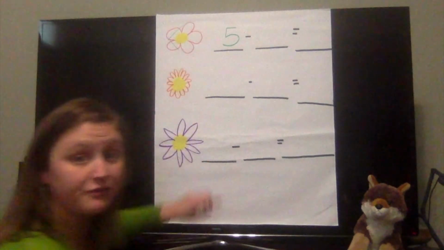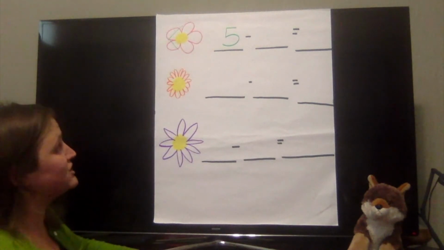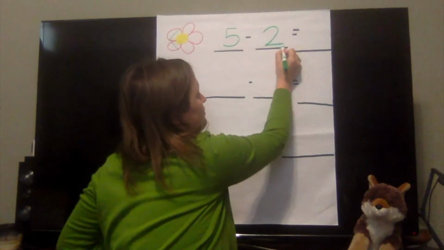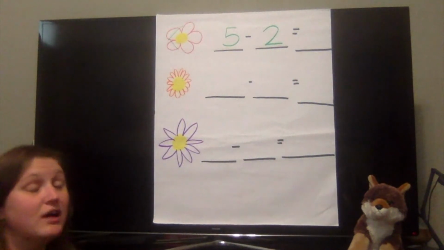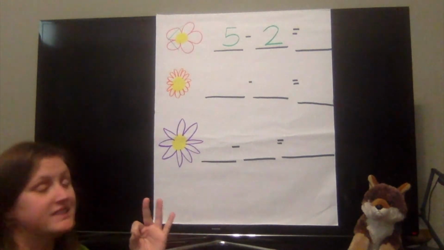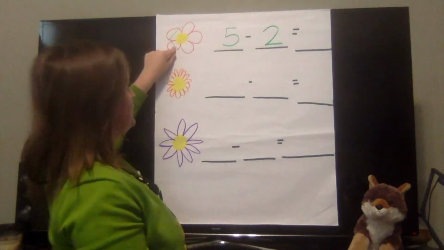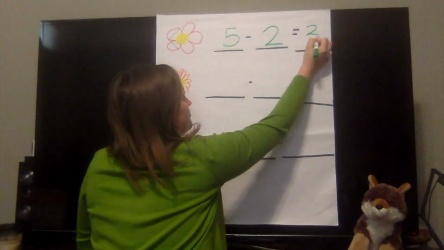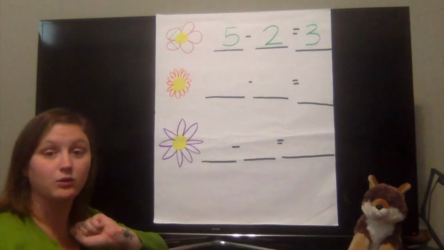So if we started with 5 and we took away 2, our math equation should say 5 minus 2 equals what? How do I know what 5 minus 2 equals? Well, if I have 5 petals and I take away 2, what's left is the answer to our equation. So if I had 5 and I took away 2, I have 1, 2, 3 left. So my math equation is 5 minus 2 equals 3.